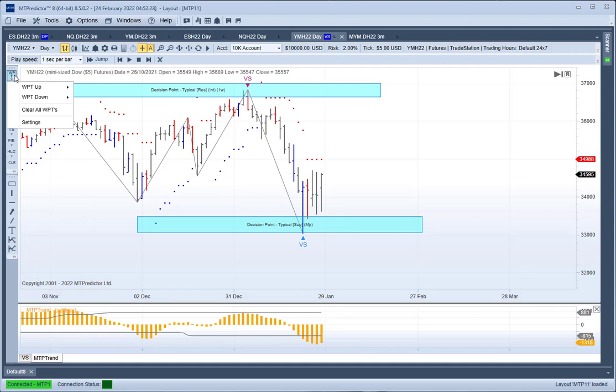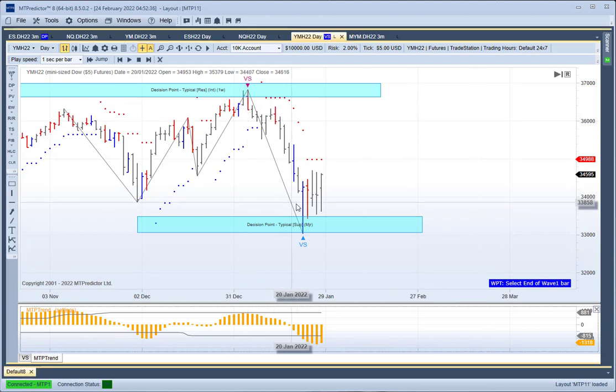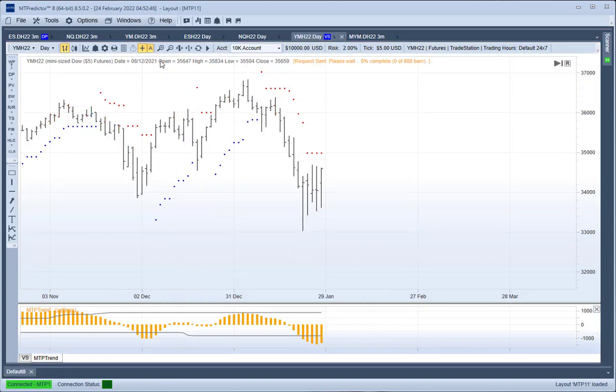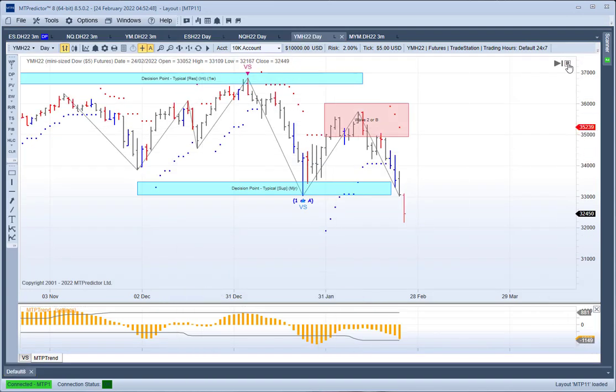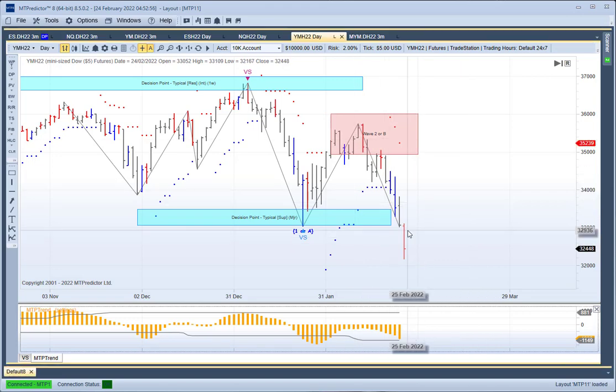So I can use our WPT tools, do WPT up and use wave 2 or B. We now select the beginning of wave A, then the end of wave A. And you can see this then gave you the area of potential resistance. As you can see again, it is on the chart in advance, so it's there ready for you. If I turn trading mode off, you can see that's exactly what happened, with the market coming up into this level, making a high there with a red sell bar, and that's then the start of the decline down.